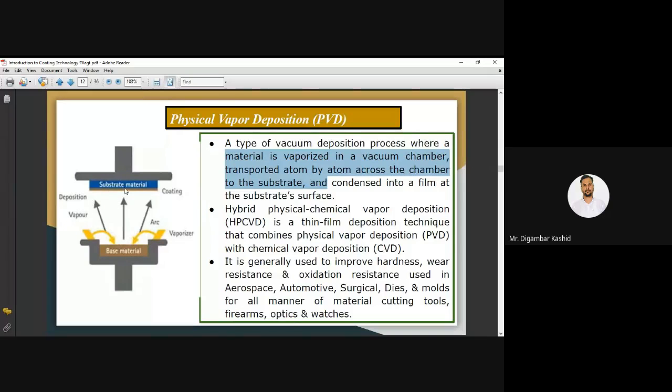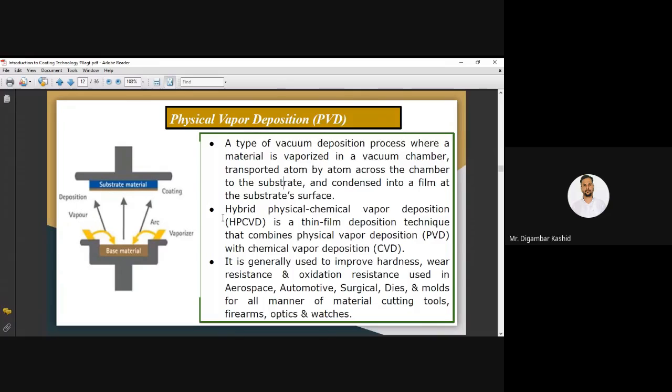So this is called physical vapor deposition. This is the type of vacuum deposition process where material is vaporized in a vacuum chamber and then transported atom by atom across the chamber to a substrate and then condensed into a film at this substrate surface. You can see how the layer or the coating is formed on the substrate material.